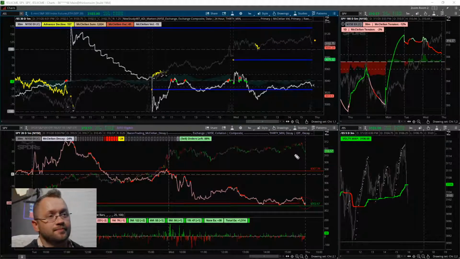Tomorrow, it's the same question we had today. We knocked out the bears. Can the bulls find more bears and do this again, or are the bears going to pressure this down?